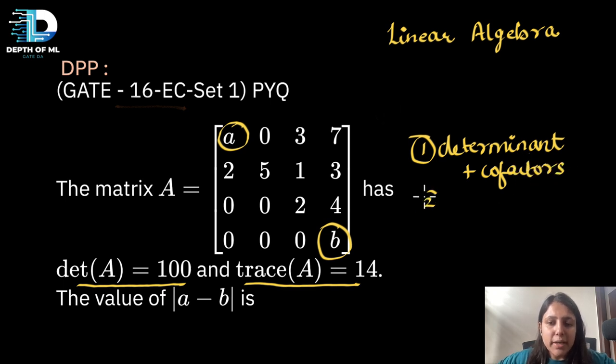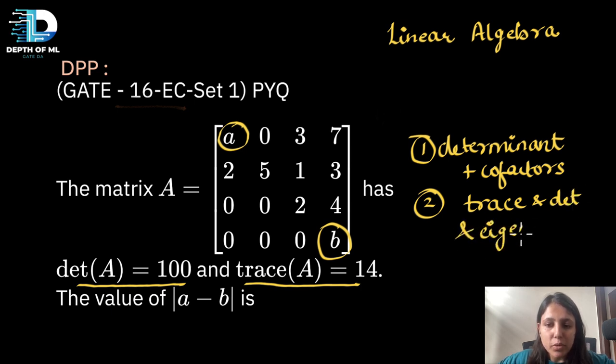The second concept you need to know is the relationship between the trace, the determinant and the eigenvalues. If you know the relationship between the eigenvalues of this matrix, the trace and the determinant, you will be able to do this very easily. So now let's look at the concepts.